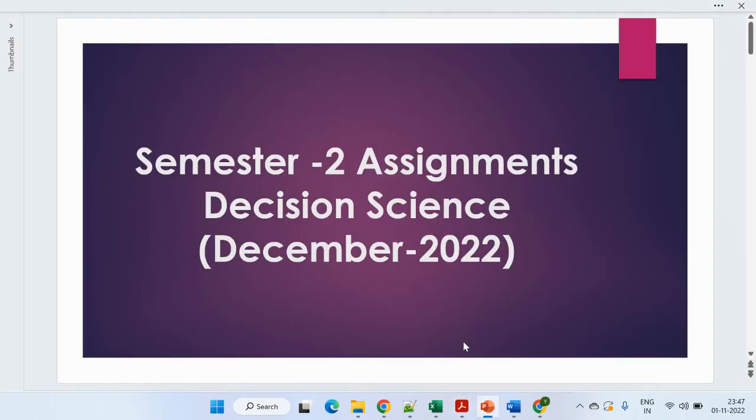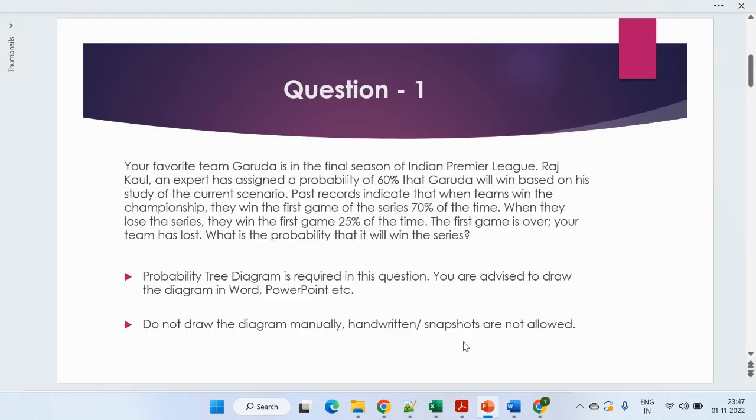So going to the very first question: your favorite team Garuda is in the final season of the IPL. Raskol, an expert, has assigned a probability of 60% that Garuda will win based on his study of the current scenario. Past records indicate that when teams win the championship, they win the first game of the series 70% of the time. When they lost the series, the possibility of winning the first game was 25% of the time. Right. The first game is over, and your team has lost. What is the probability that you will win the series?